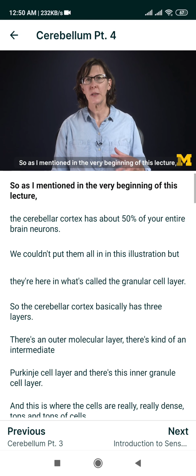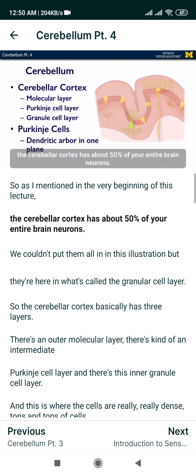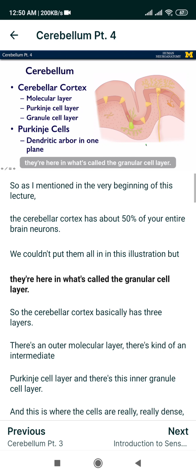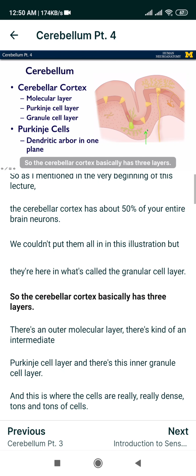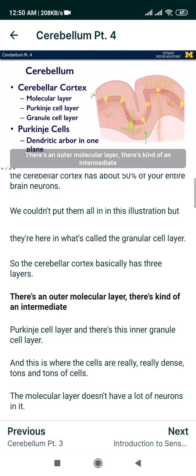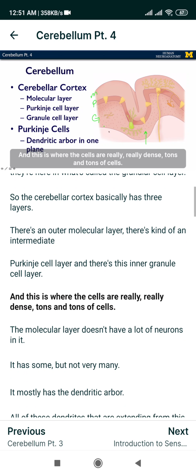So as I mentioned in the very beginning of this lecture, the cerebellar cortex has about 50% of your entire brain's neurons. We couldn't put them all in this illustration, but they're here in what's called the granule cell layer. So the cerebellar cortex basically has 3 layers. There's an outer molecular layer. There's kind of an intermediate Purkinje cell layer. And there's this inner granule cell layer, and this is where the cells are really, really dense. Tons and tons of cells.